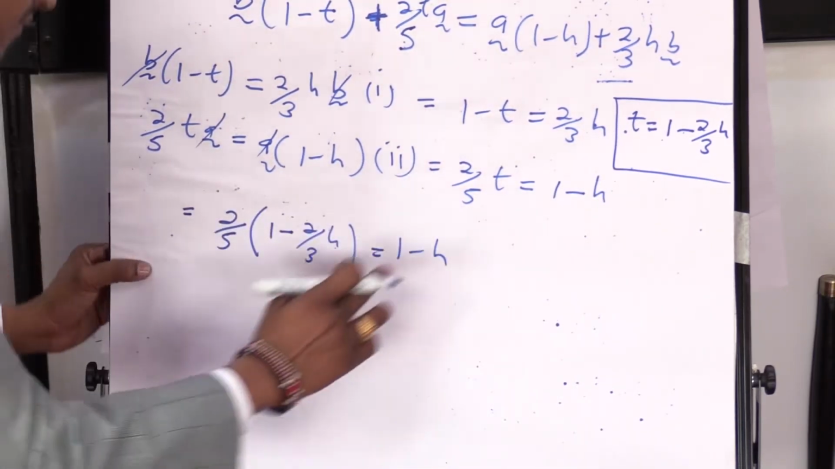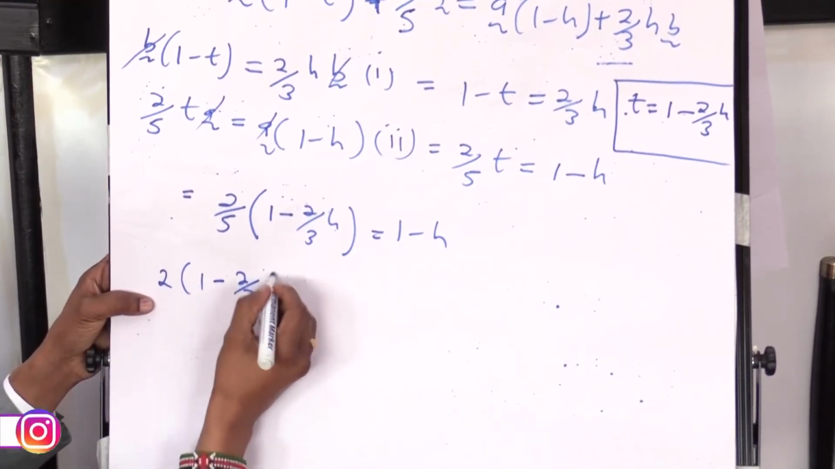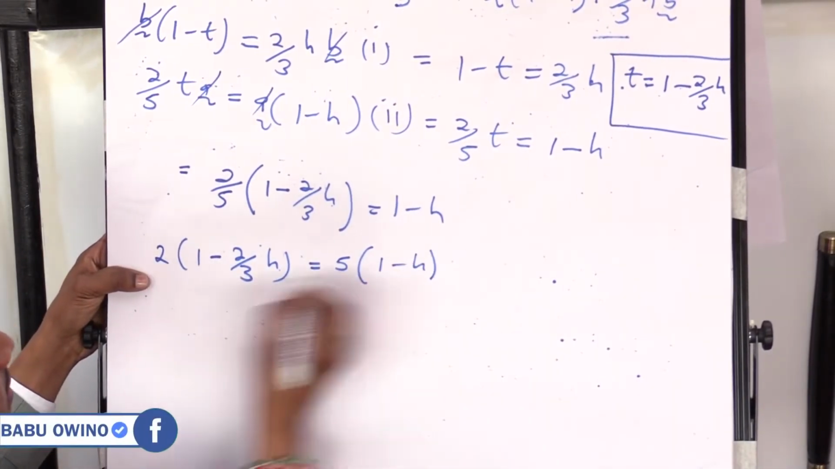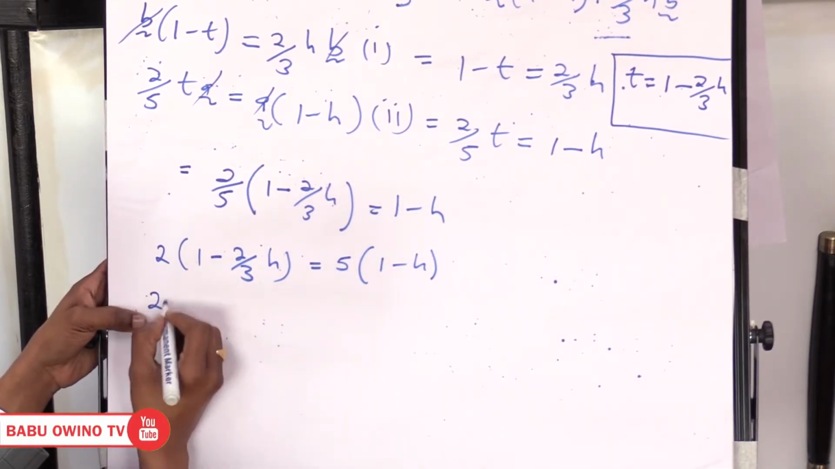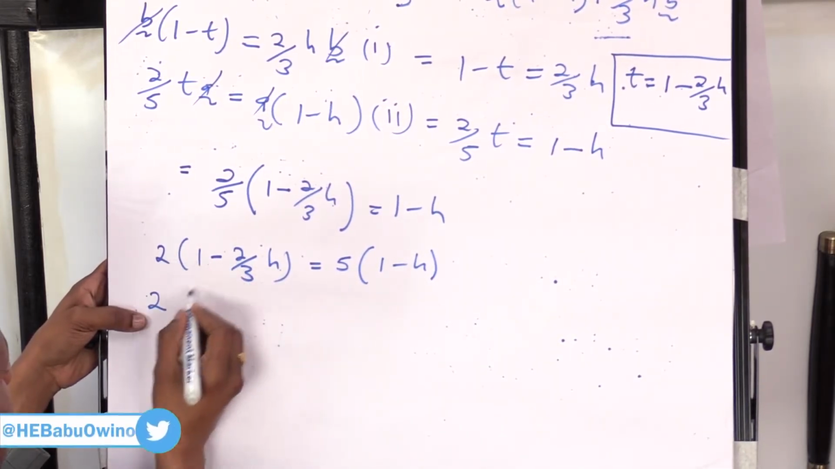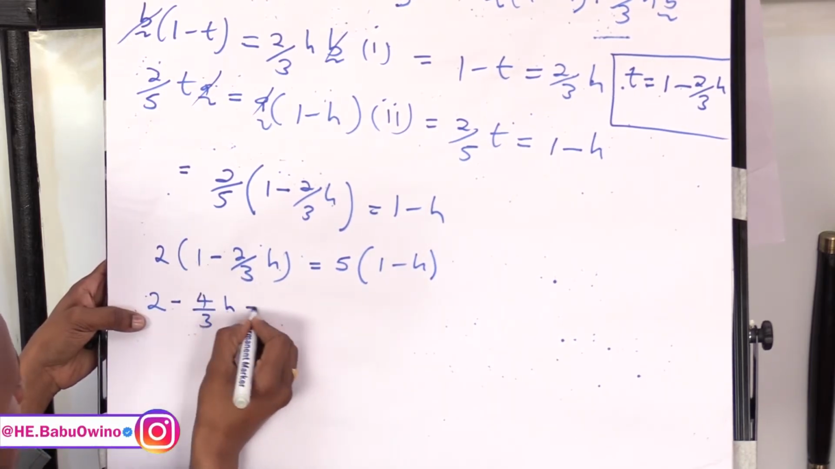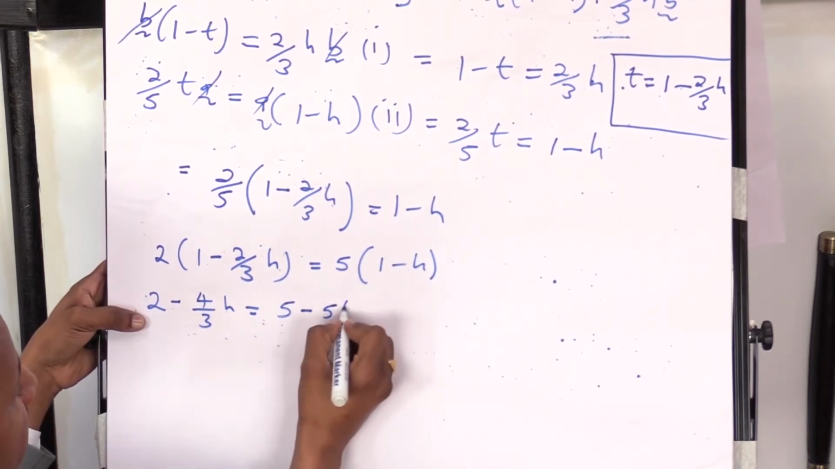So when you cross multiply this side by 5, you get 2 into 1 minus 2 over 3 of h equals to 5 into 1 minus h. So you open up the brackets. So this becomes 2. 2 times 1 is 2. 2 times minus 2 over 3 is minus 4 over 3h equals to 5 times 1 is 5 minus 5h.